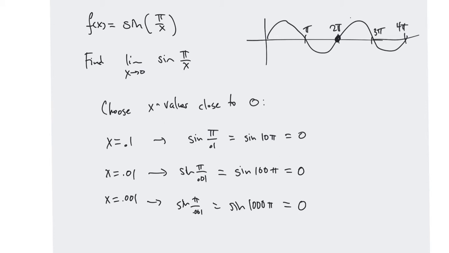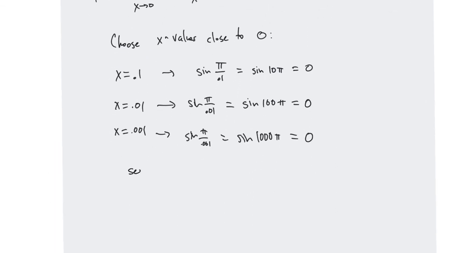Anyone want to make a deduction? What do you think the limit is? 0? Yeah, I mean, these are 0 every time. So I will say, it seems like the limit as x approaches 0 of sine pi over x is 0, right?